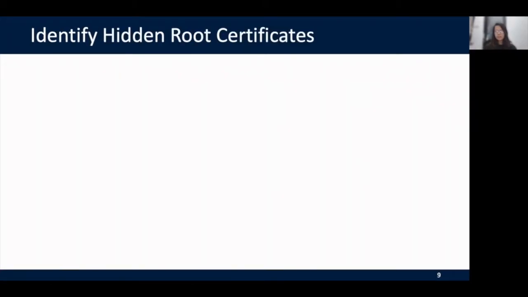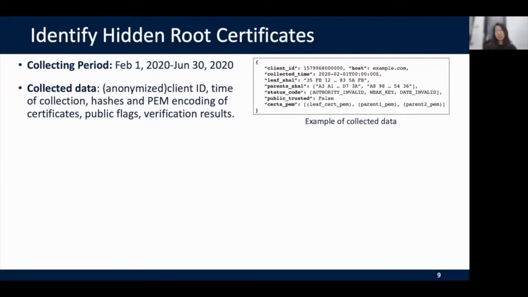The dataset is collected from February 1st to June 30, 2020. Together with the chains and the two checking results, an anonymized client ID, the host, and timestamp would also be reported, as shown in the example.